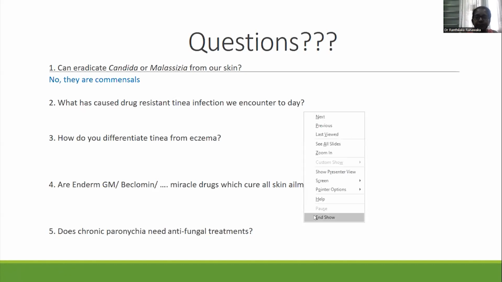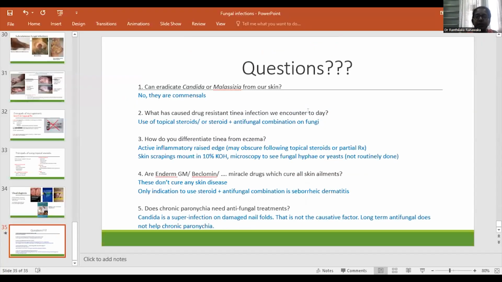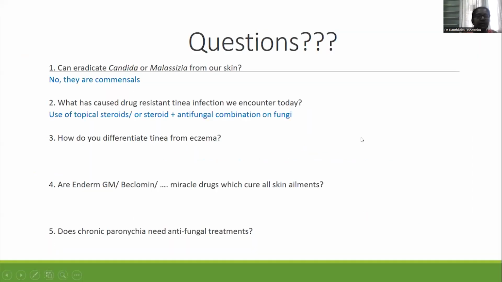I think steroids, madam. Use of steroids. Yes, using these steroids. Yes, the answer is use of topical steroids or steroid plus antifungal combination on fungi.